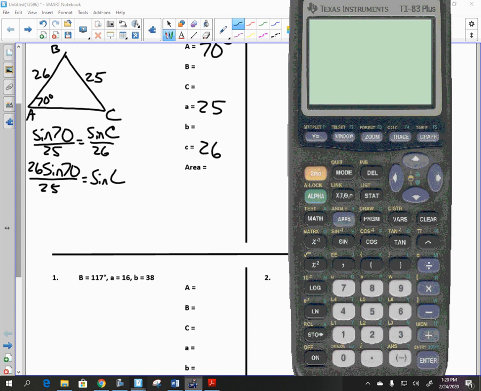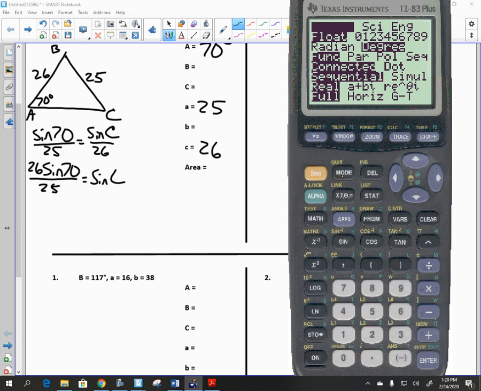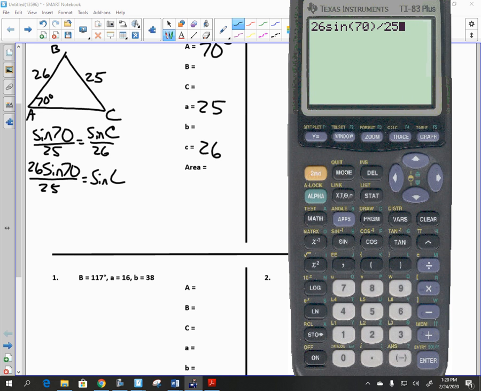I'll take out my calculator. And I go 26 sine of 70 divided by 25. I'll make sure I'm working in degrees, which I am. I press enter and I get 0.9772 is equal to sine of C. This is where I can tell whether I have no solutions or whether I have two solutions. Can sine be 0.9? Yeah, it can. So in this situation, I end up with two solutions.